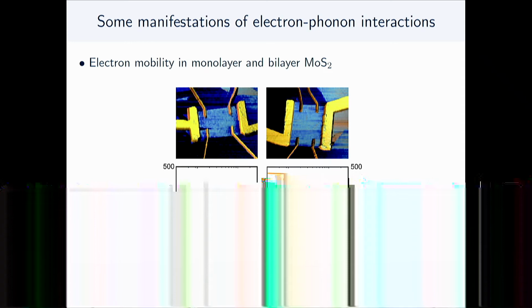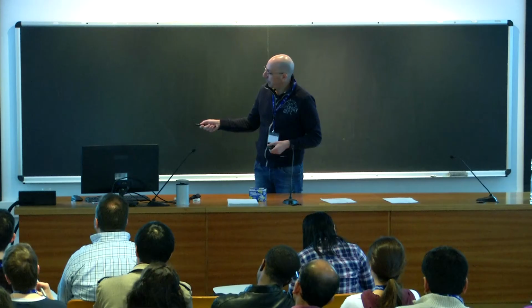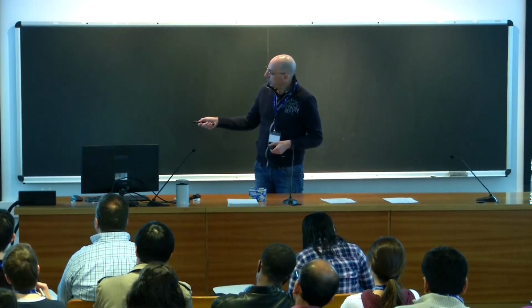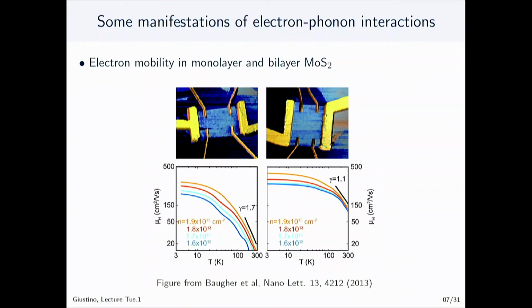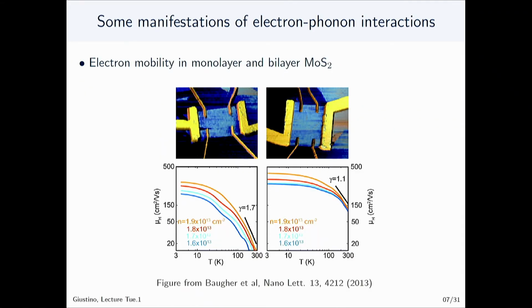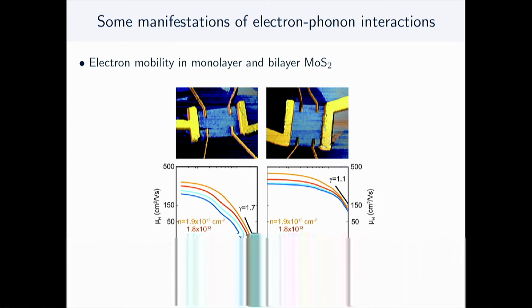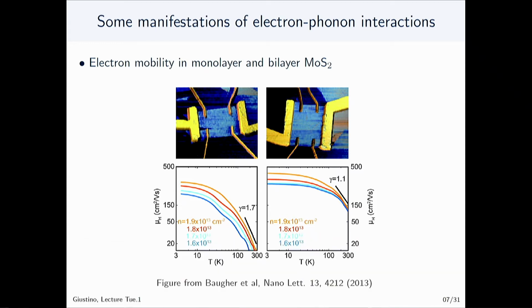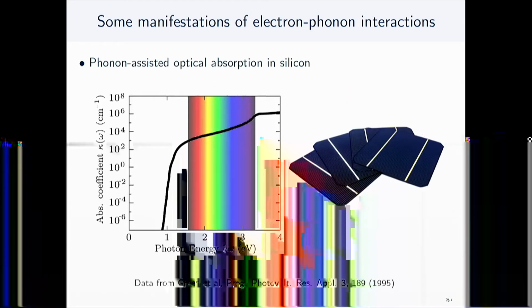And the important observation is that the mobility depends on temperature quite strongly. In this case, it goes from maybe 200 cm² per volt-second at low temperature to maybe 20 at room temperature. So there is a change of a factor of ten, okay? And this is a manifestation of electron-phonon interactions, okay? We will look at that a bit later in detail.